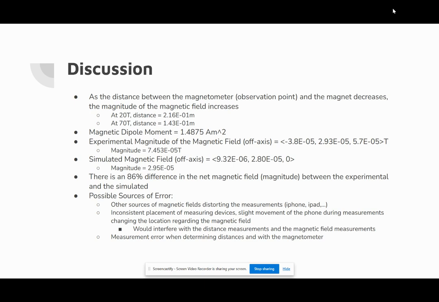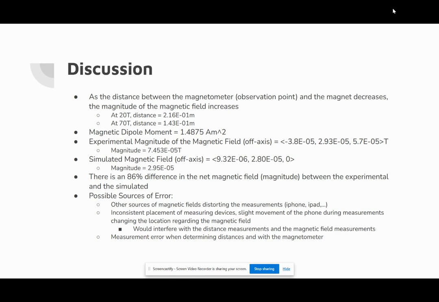For the discussion portion, as the distance between the magnetometer or observation point and the magnet decreases, the magnitude of the magnetic field increases. At 20 teslas, the distance was 2.16e-1 meters. And at 70 teslas, the distance was 1.43e-1 meters. Our magnetic dipole moment was 1.4875. The experimental magnitude of the magnetic field off-axis was 7.453e-5 teslas. And then the simulated magnetic field off-axis magnitude was 2.95e-5, which means that there's an 86% difference in the net magnetic field magnitude between the experimental and the simulated versions.